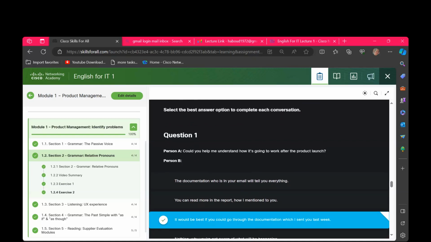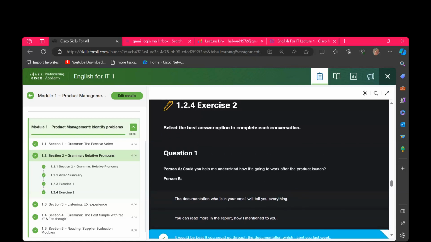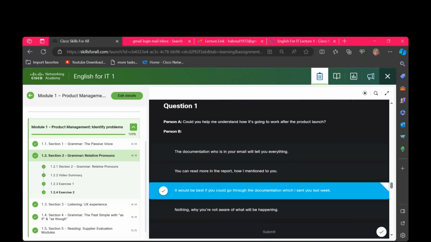Person B هيقول The documentation التوثيق which is in your email will tell you everything. هتعرفي كل حاجة من الإيميل. ولا أختار You can read more in the report how I mentioned to you. طبعا how هنا اوكي ما اقدرش استخدمها لأنها incorrect relative pronoun. ولا do you think it would be best if you could go through the documentation which I sent you last week اللي أنا أرسلتها. طبعا غير عاقل object الكيس التانية اللي احنا اتكلمنا عليها، وده الاختيار الصحيح.